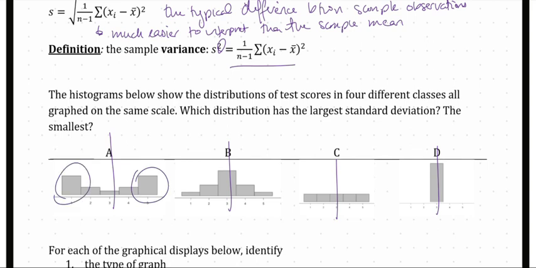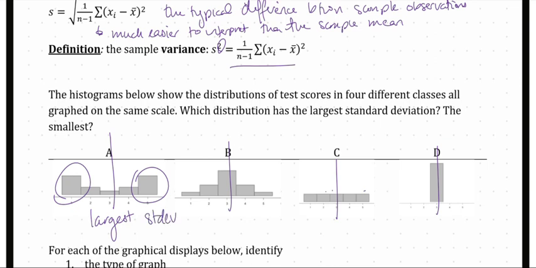In distribution C, all the observations are pretty evenly distributed around the mean. In sample D, all of the observations are exactly equal to the mean, they're all 3. And for distribution B, the observations are mostly equal to the mean, and then they slowly taper away. So when we're thinking about the typical difference, the biggest difference between the observations and the mean comes from distribution A. So A has the largest standard deviation.